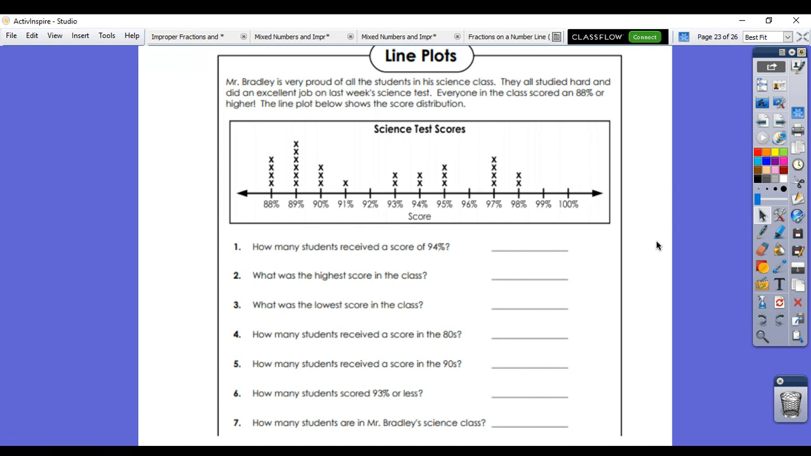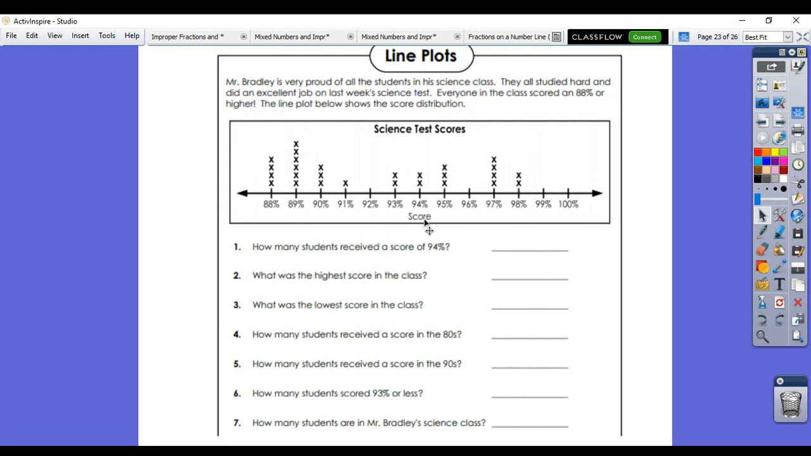Science test scores. Okay, I can see the range on here. 88% was the lowest score, 100% was the highest score. Mr. Bradley's students really did well because an 88% is a very high B. So we're going to answer some questions using this data.